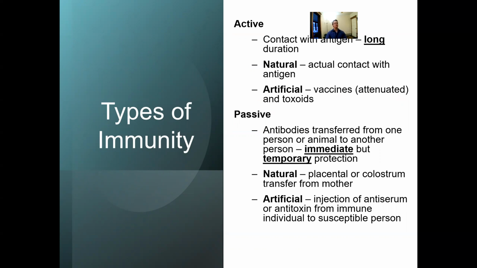This will provide immediate protection, but it is temporary, unfortunately. This can happen naturally again here, where you have a placental or colostrum transfer from a mother, but it can also be artificial, where you just inject anti-serum or antitoxin from an immune individual to a susceptible person.